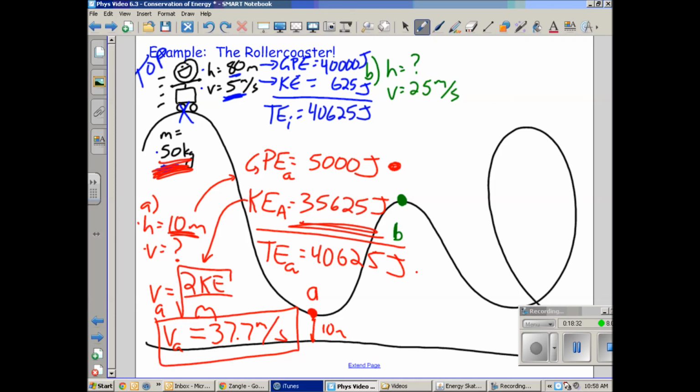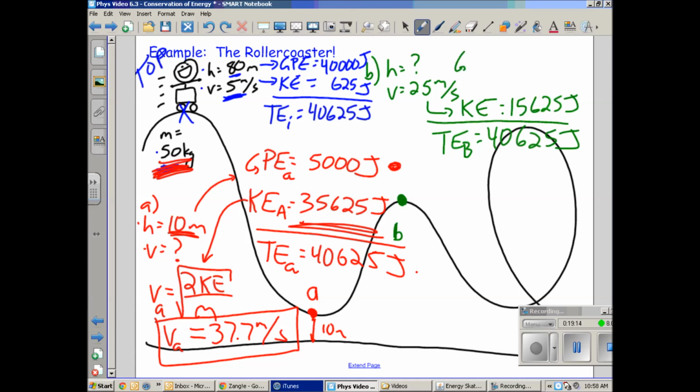Okay. All right. So now at point B, same idea. At point B, here's what we know. We know the total energy at point B has to still be 40,625 joules. Because we know the velocity, I can find my kinetic energy, which is going to be 15,625 joules. Okay, I just did 1/2 mv squared again, which means now I can find my GPE, right?